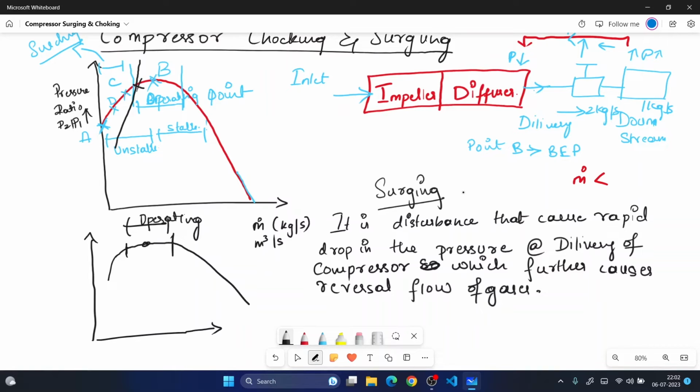So once it reaches beyond that critical surging point, it starts to cascade its effects by decreasing the net mass flow rate, and again by decreasing the pressure. The cycle will continue again and again. So this is the cycle: the pressure drop and the reversal mass flow rate happen, due to which the surging occurs.